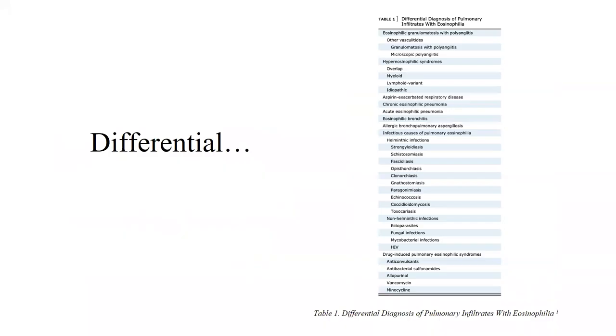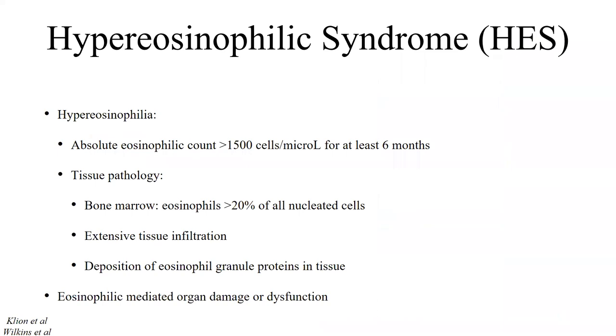Now that we have a foundation of what we're dealing with here, I'm going to go into the actual disease processes. Like I said before, the differential is quite extensive. This is a nice list showing the various disease processes that can cause pulmonary eosinophilia. The first disease that I'm going to start with is hypereosinophilic syndrome.